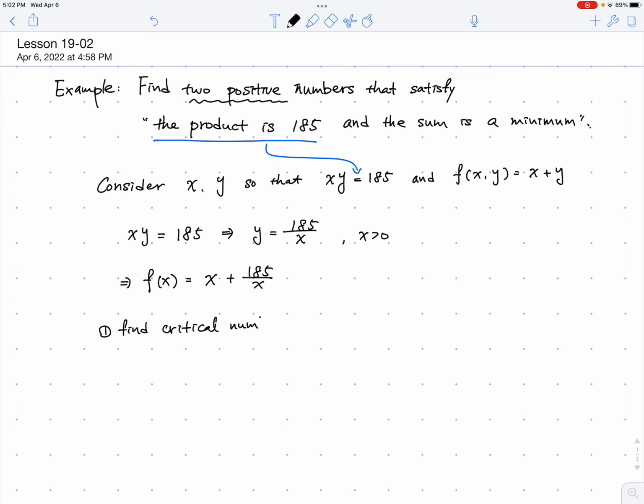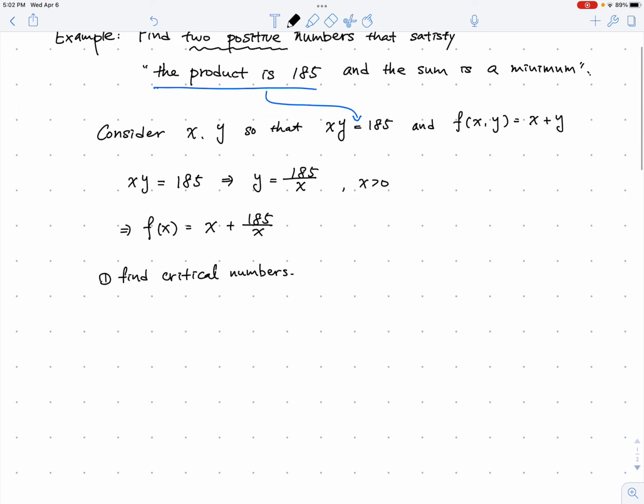All right, so what we do is first we find the critical numbers or critical points. How do we do that? You first compute f prime. So this is 1 minus 185 over x squared. Okay, so if you don't remember how to do this, think that 1 over x can be expressed as x to the power negative 1. All right, and then when you apply the power rule, the negative 1 goes to the front. That's how you get the minus sign. And x to the negative 1 becomes x to the negative 2, which gives you 1 over x squared.